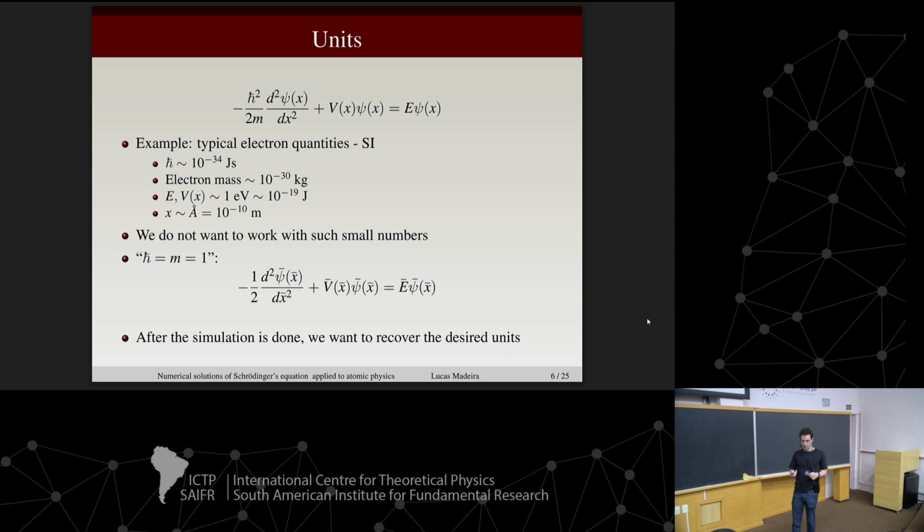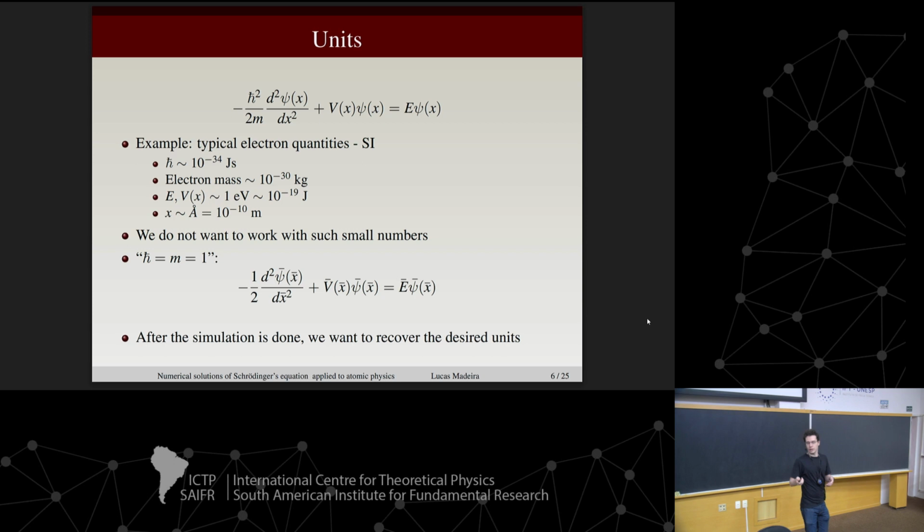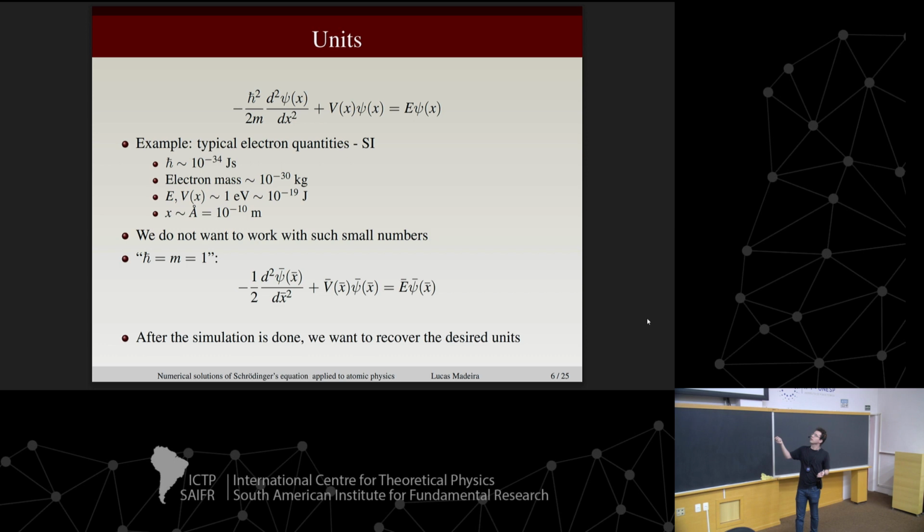Yes. So before we talk about actually solving the Schrödinger equation, let's stop for a second and talk about the units. Here's the equation. And then I wrote down some typical quantities if we are dealing with electrons, for example. It didn't have to be electrons, this is just a for instance. Well, h bar is of the order of 10 to the minus 34 joule second, okay? It's a really small number. The electron mass is 10 to the minus 30 kilograms. If you are dealing with electrons in a solid, for example, the energy and the potential are in the eV scale. That's 10 to the minus 19 joules. The distances are typically 1 angstrom, which is 10 to the minus 10 meters, right?